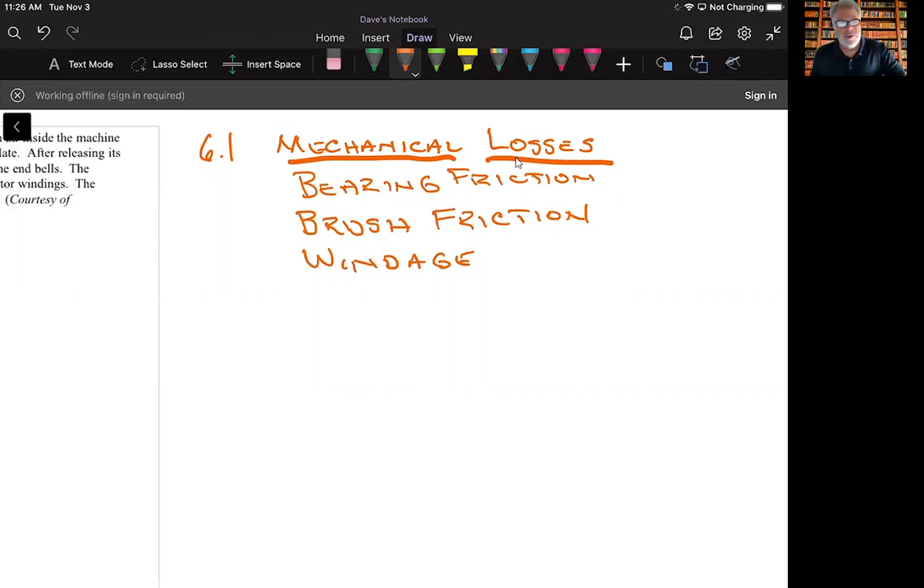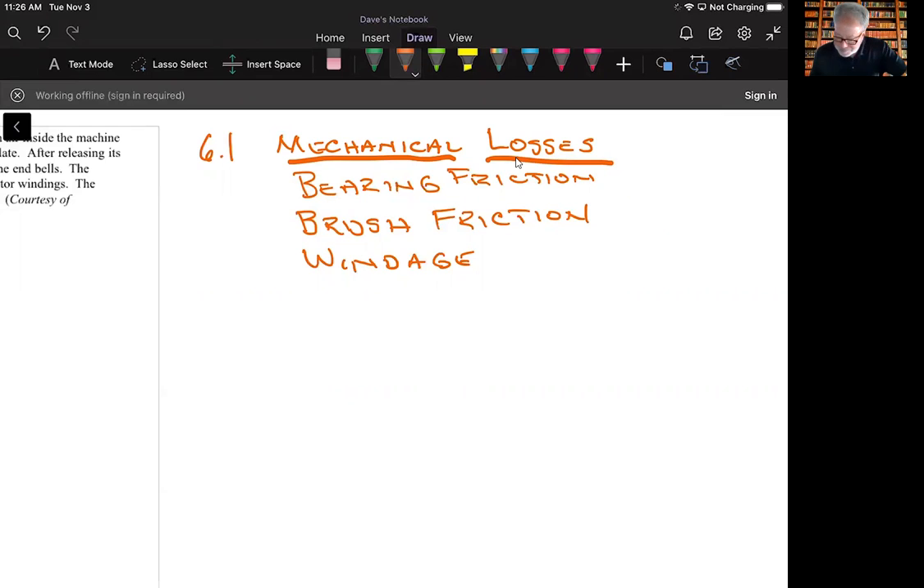Any of these losses that occur are going to cause two things: there's going to be heating and a loss of efficiency. So, the increase in temperature and loss of efficiency.